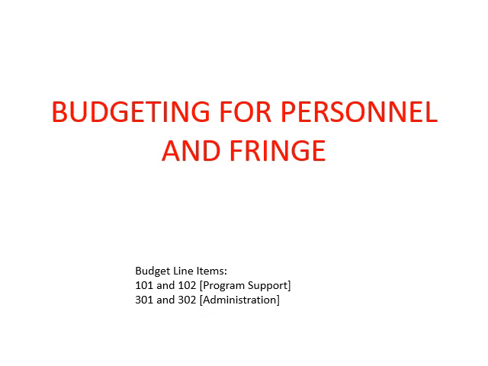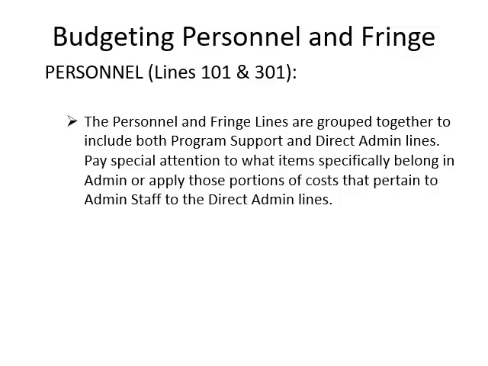In this video, we'll walk through the budgeting for personnel and fringe line items on the GATA budget template. The budget line items included in this video are 101 and 102 for the program support category, and 301 and 302 for the administration category. The personnel and fringe lines are grouped together to include both program support and direct administration lines.